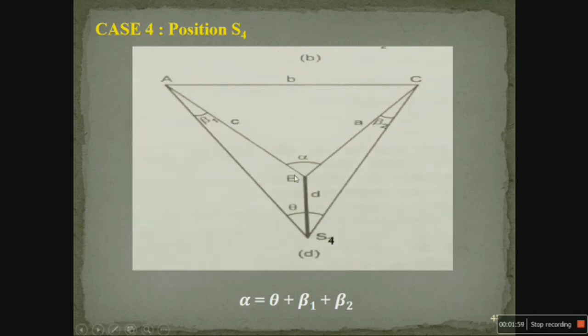And last case, it is south side. In that condition, alpha value will be theta plus beta 1 plus beta 2.